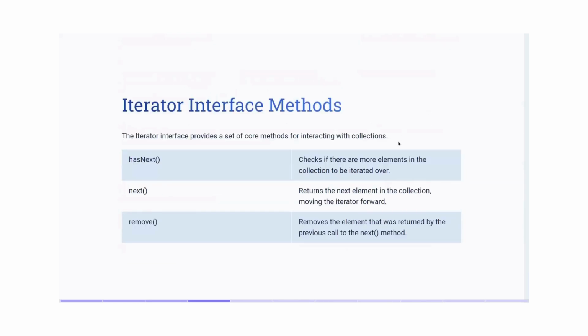Now, coming to the iterator interface methods. The iterator interface provides a set of core methods for interacting with collections. They are hasNext, next, and remove. hasNext is used to check if there are more elements in the collection to be iterated over. Next returns the next element in the collection, moving the iterator forward. Now coming to remove. Remove is used to remove the element that was returned by the previous call to the next method.